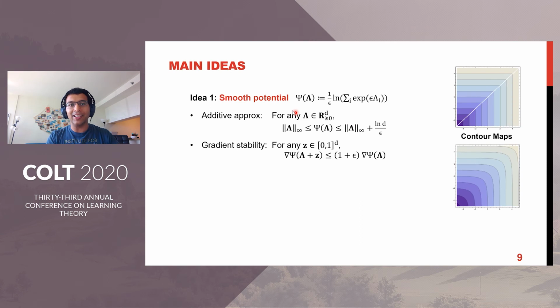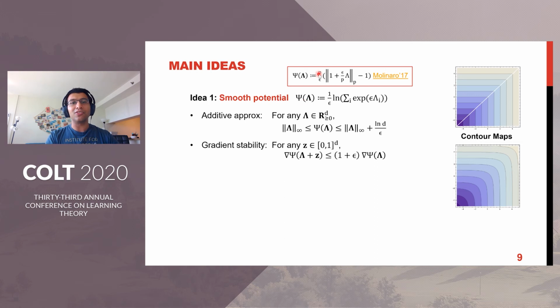So okay, what are our ideas? Our first main idea is a standard one, which is to not work with the L infinity norm, but work with some smoothing of it. In particular, the softmax function, which is a standard smoothing. It removes all these corners in the contour map and converts them into smooth corners, where the smoothness can be controlled by this parameter epsilon. It has benefits because it gives both an additive approximation to the L infinity norm, as well as some stability properties, that the gradient doesn't change very fast. So you can take Taylor expansions and all those things. So this is a standard idea.